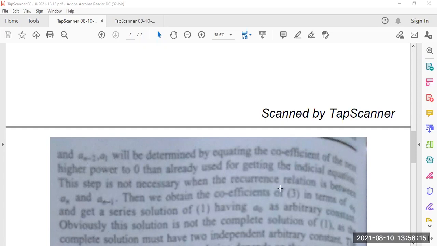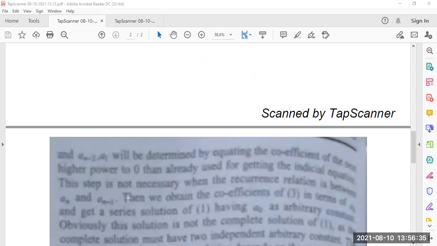This step is not necessary when the recurrence relation is between n and n minus 1, because they are consecutive: n minus 1 is the first and n is the second. But here there is a gap, n and n minus 2. N and n minus 1 is not there, so we have to determine this a1.